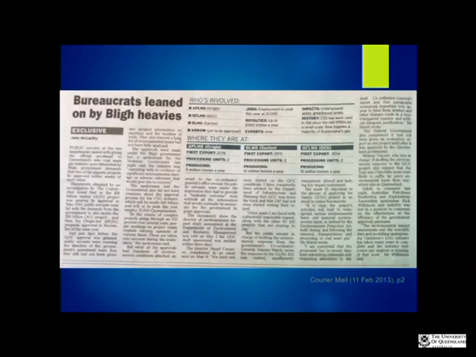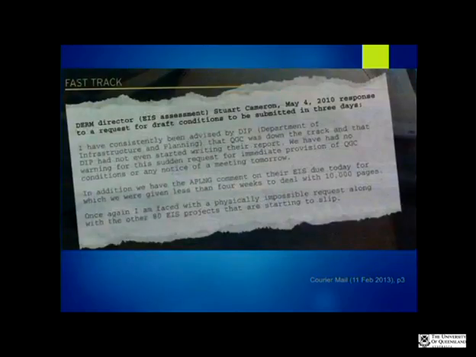And it goes on to say that the government has said that they had no concerns about the environmental impacts of the industry. So this is a response to a request for draft conditions to be submitted within 3 days. It says, I've consistently been advised by the Department of Infrastructure and Planning that QGC was down the track and that DIP had not even started writing their report.